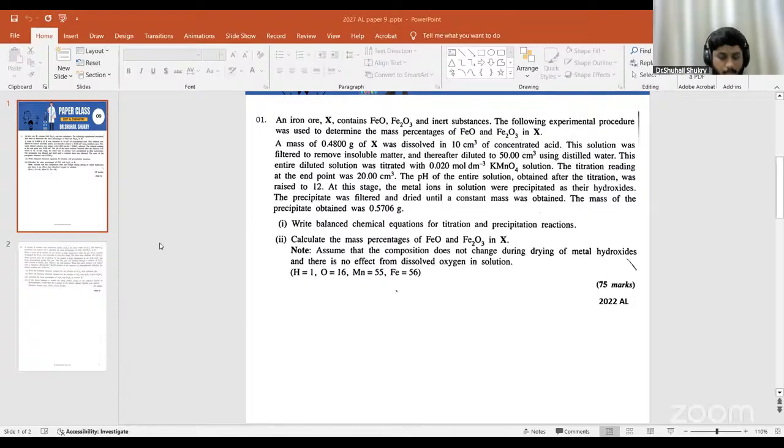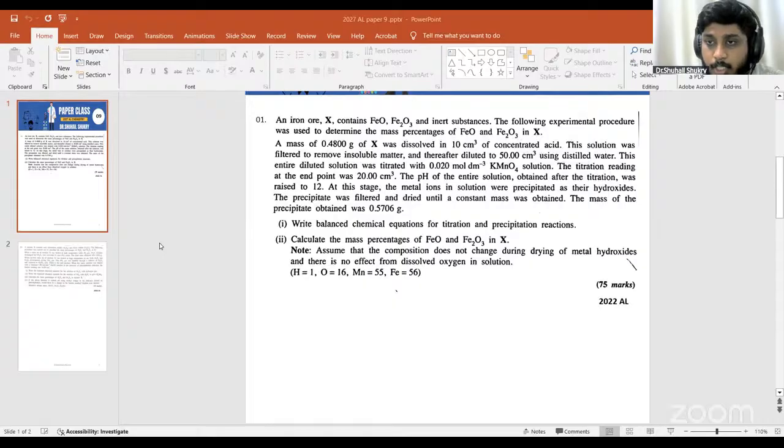Now you can see here, an iron ore X contains FeO and Fe2O3 and inert substances. Right. So FeO means what do you have in this? What are the main cations involved in oxidation reduction? FeO means it is Fe2+. So when you go for Fe2O3, what is it? It is Fe3+. Okay.